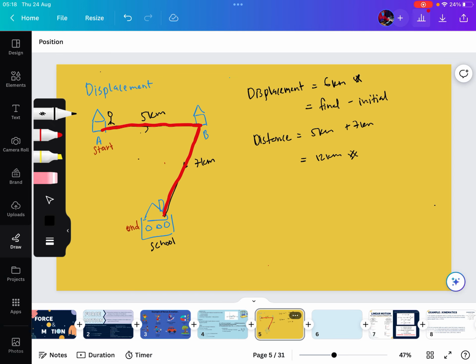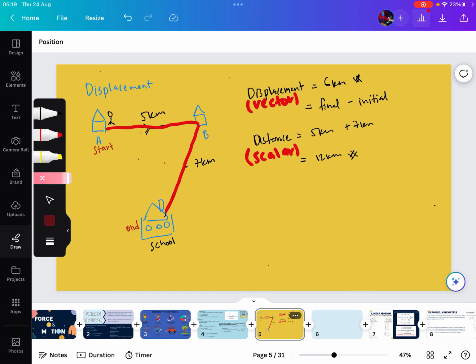Okay, so displacement is a vector. It is a vector. And distance is a scalar, so it has no direction. If you realize, the black line I drew, I indicate the arrow, which means it is a vector. The red line just now is displacement because I drew the arrow. But for distance, I don't draw the vector arrow, because it is scalar, so it has no direction.